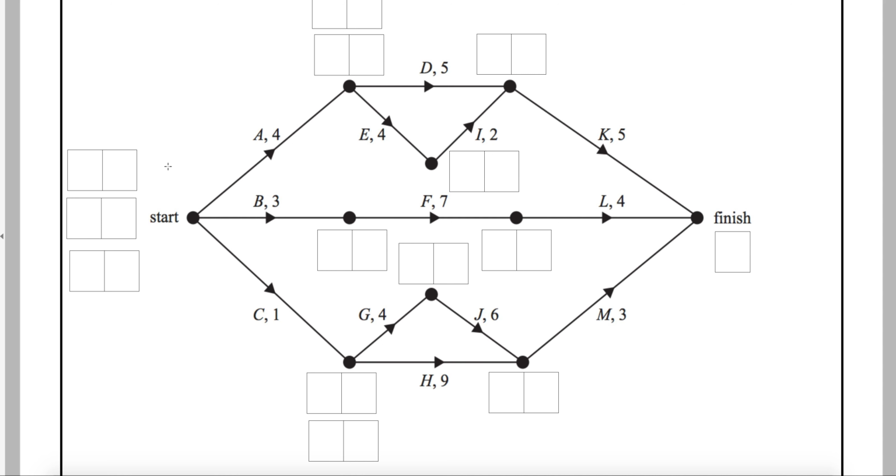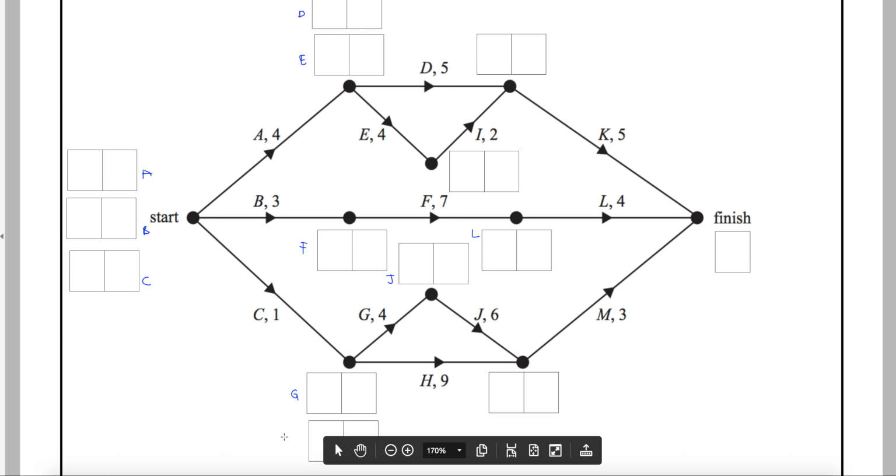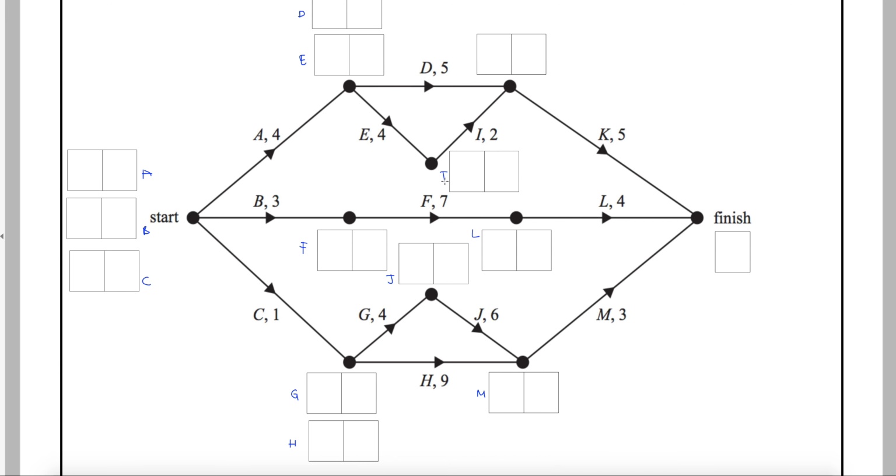Alright, so let's label first. It's going to be A, C, D. That one there will be F. That one there will be L. This one is J, G, H, N. What's that one? That's I. Okay. All right.